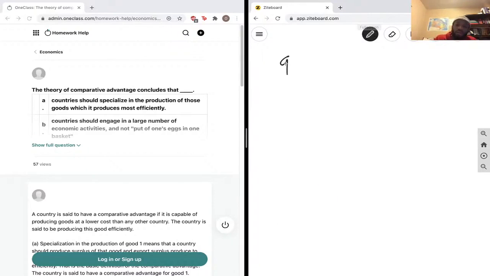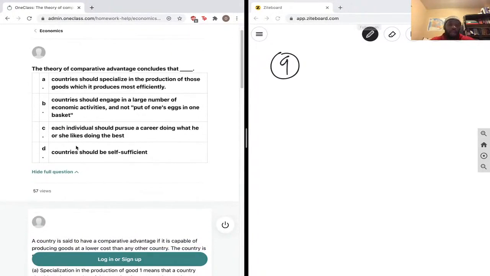Question number 9. I believe this is our second last question. The theory of comparative advantage concludes that: A, countries should specialize in the production of those goods which it produces most efficiently. B, countries should engage in a large number of economic activities and not put all one's eggs in only one basket. Option C is each individual should pursue a career doing what he or she likes doing best. D, countries should be self-sufficient.